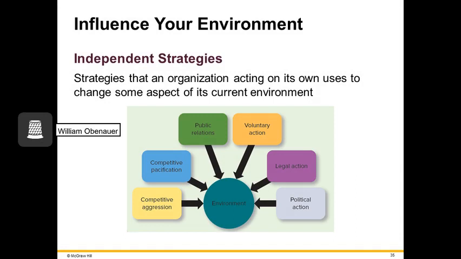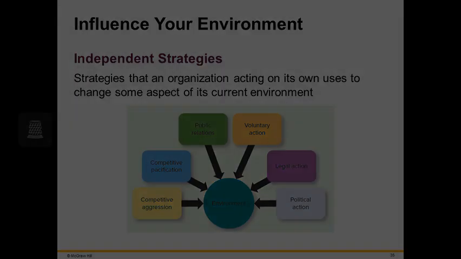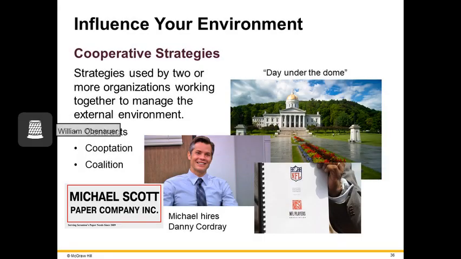Now, organizations can use a variety of independent strategies to influence their environment. These independent strategies can include competitive aggression, competitive pacification, public relations, voluntary action, legal action, and political action. Organizations can also use cooperative strategies. Some cooperative strategies help us manage the external environment together, like contracts.